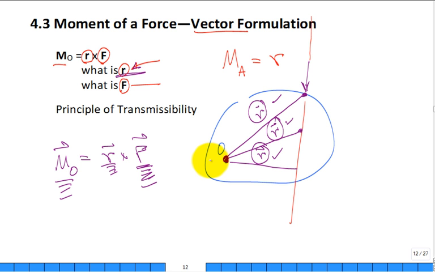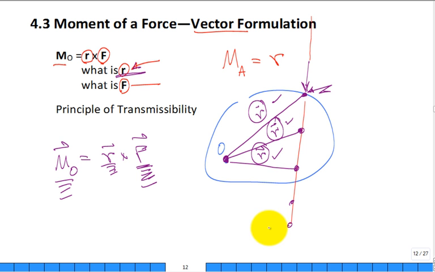What often is the most convenient point to take it to? The point of application of F on our object. But that is just often the most convenient point to take it to. You could take it to this point, that point, any other point. It would give you the same answer.